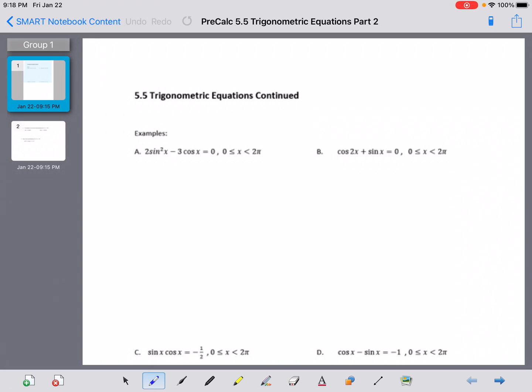All right, you've had one day to start practicing these trigonometric equations. So let's keep going. And as you can tell, there's not really new notes. I'm just doing new examples for you, okay?